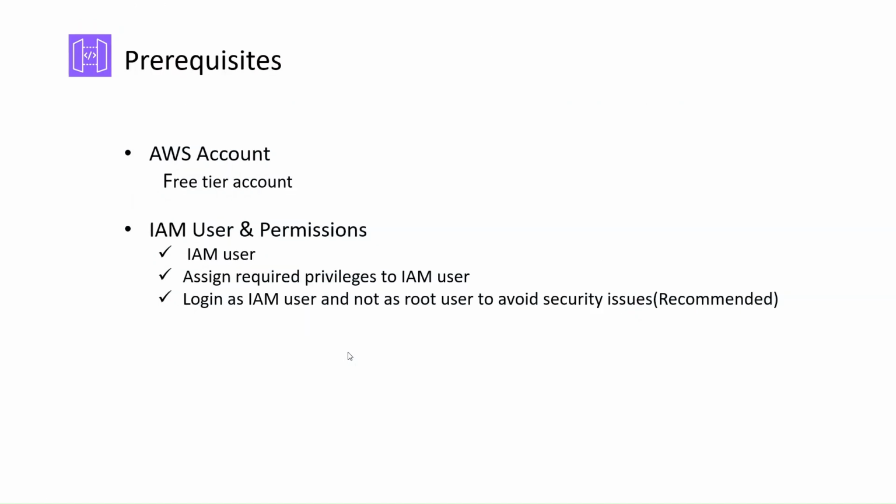Next, prerequisites. For this tutorial, first you need to have an AWS account, and you can create a free tier account, and you can find the account creation link in the description. Secondly, an IAM user with required privileges such as create API Gateway, Lambda, and so on. As it is hard to spot out the specific privileges, for this tutorial, you can assign the administrator access managed policy to the IAM user.